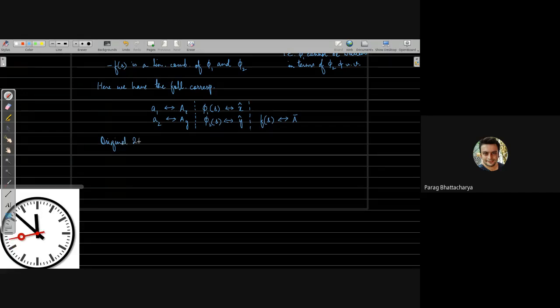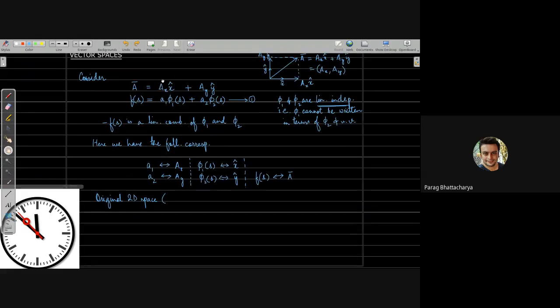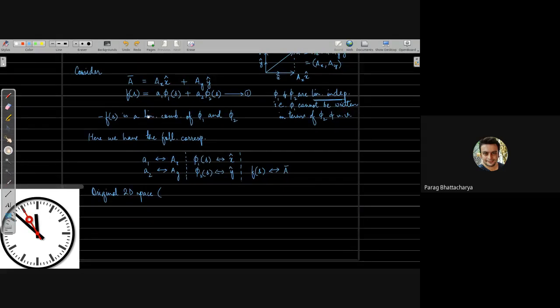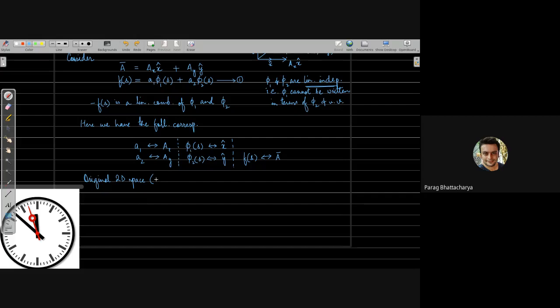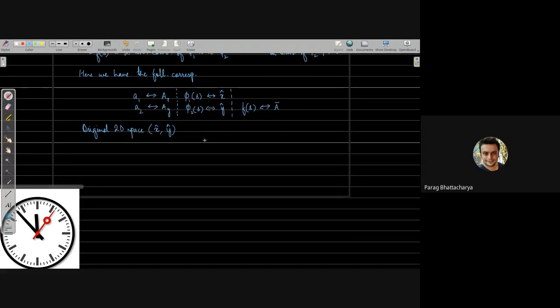The original two-dimensional space, what was the original two-dimensional space? Because we are talking about vectors, we are talking about a vector. What kind of vector is this? It's a two-dimensional vector. So the original two-dimensional space is x cap and y cap, right? X cap, y cap. This is the original two-dimensional space.